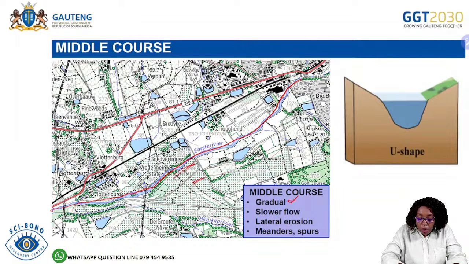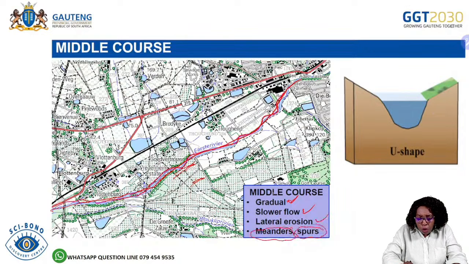Okay, so the water starts to flow in a slower motion, and the erosion process that is dominant, we said, is lateral erosion, and the vertical erosion is now slowed down. And then the type of landform that we can identify is the meanders. So as you can see, even from this, the river is meandering. There is some winding pattern of the river here.